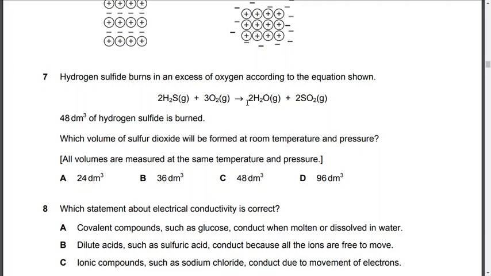So basically this is a moles question, and in this hydrogen sulfide is being burned. In the whole equation, we have this ratio of 2:3:2:2. So if we burn 48 dm cube of hydrogen sulfide, we are supposed to find sulfur dioxide. How much sulfur dioxide will be formed? Hydrogen sulfide and sulfur dioxide have the same mole ratio, that is a 1:1 ratio.